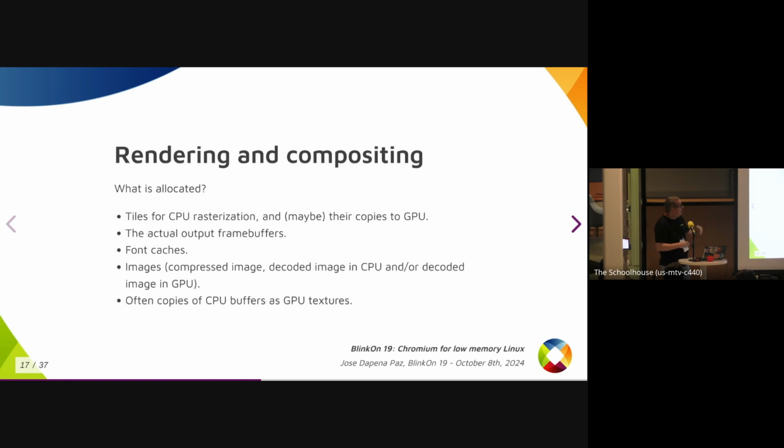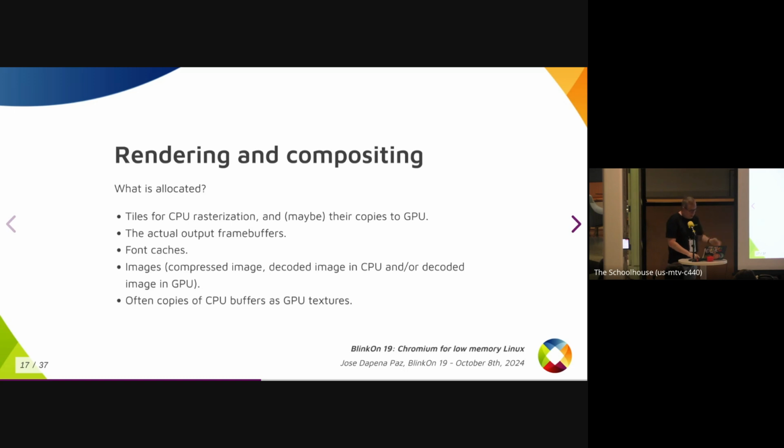So things that are allocated: the tiles for CPU rasterization, and maybe their copies to the GPU when needed. The actual output frame buffers. We have the font cases, because we know that GPUs are not great at painting fonts, so they are rasterized with the CPU. Then we need to have them available for the GPU for doing the composition with everything else. The images, sometimes they are copied in several flavors, like the compressed image that is cached, then the decoded image, and then maybe a copy on the GPU side as a texture when there's no zero copy available.